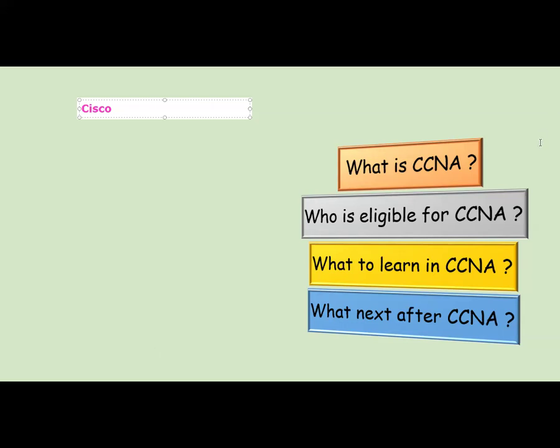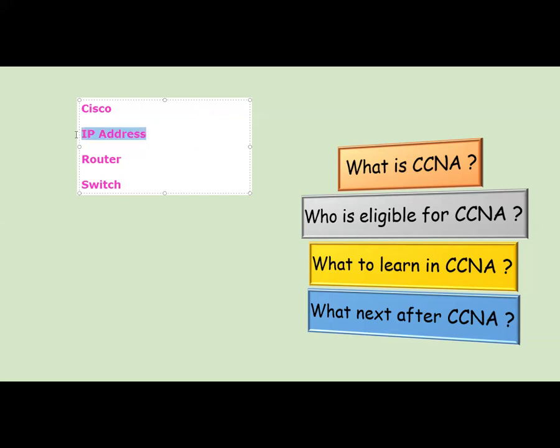Now listen, my friend. Like I said, Cisco provides you CCNA. CCNA stands for Cisco Certified Network Associate. It is a course where we learn about majorly three things. If I divide CCNA into three modules, the first module will be related to IP address, the second module will be related to router, and the third module will be related to switch. These are the three major modules we have.